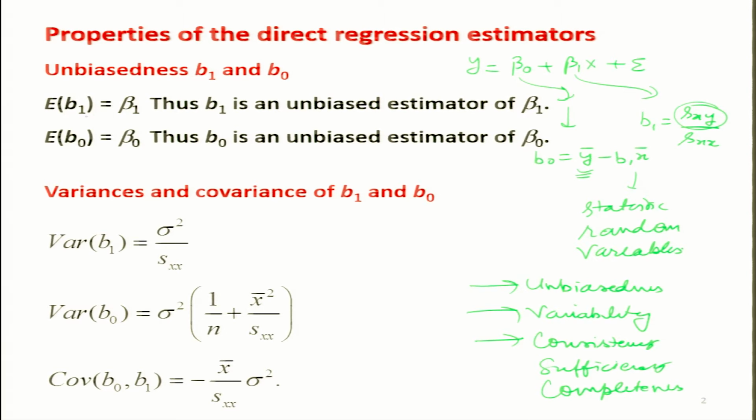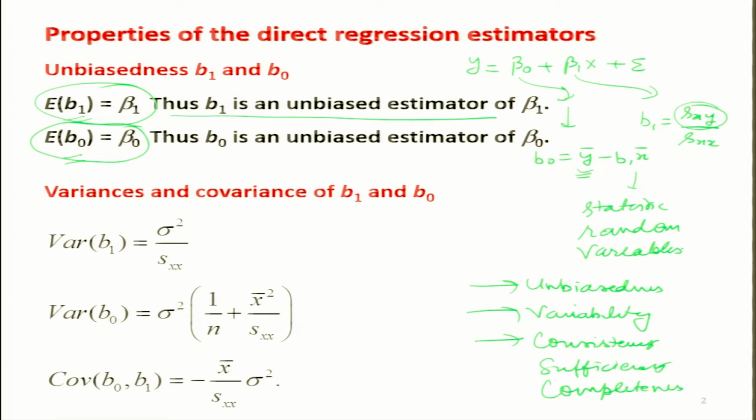Both B 1 and B 0 are the unbiased estimators of their respective regression coefficients. Expected value of B 1 is equal to beta 1. So, B 1 is an unbiased estimator of beta 1, and similarly expected value of B 0 is equal to beta 0. That means B 0 is an unbiased estimator of beta 0.